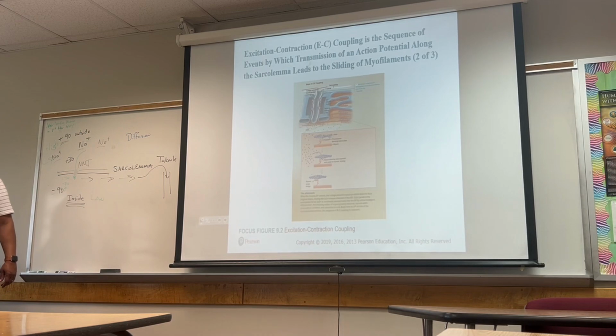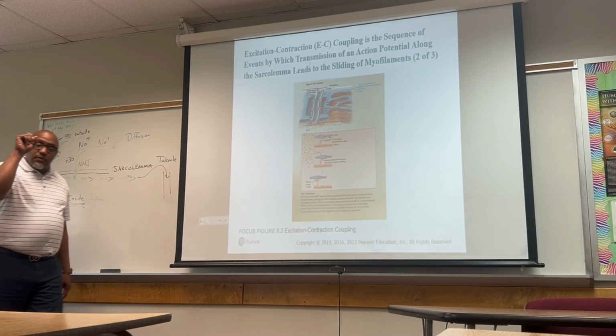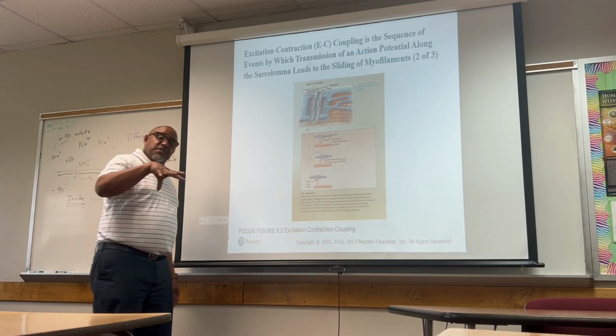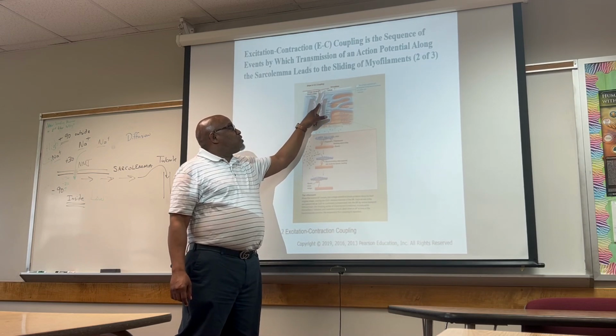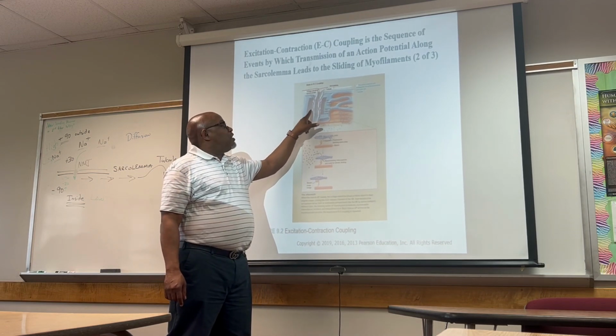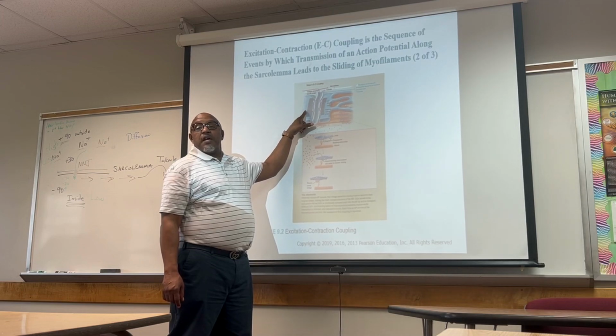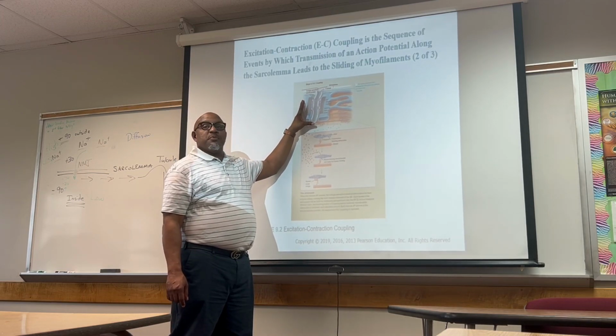Here's, I think, a better picture. So, the signal hits the nerve. The nerve has the contraction in the neuromuscular junction. It spreads along the sarcolemma. Here's down the T-tubule. On either side of the T-tubule is the terminal cisternae. Causes calcium to be released.